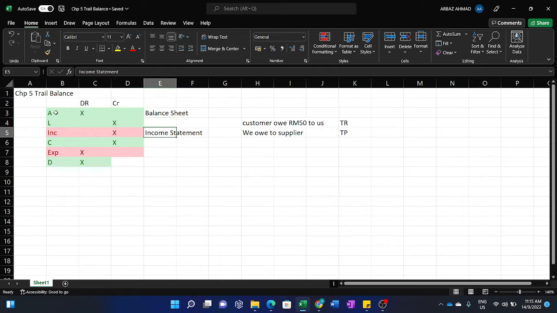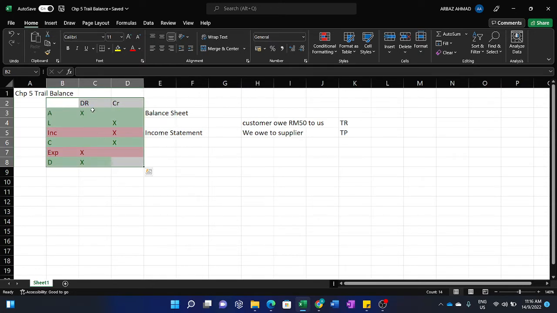So what that means is that we are going to have the balance carried down for these items, but we are going to close these accounts at the end of the period. Okay, that's what it means, but we'll be going through that concept again in chapter 7, so don't worry about that.